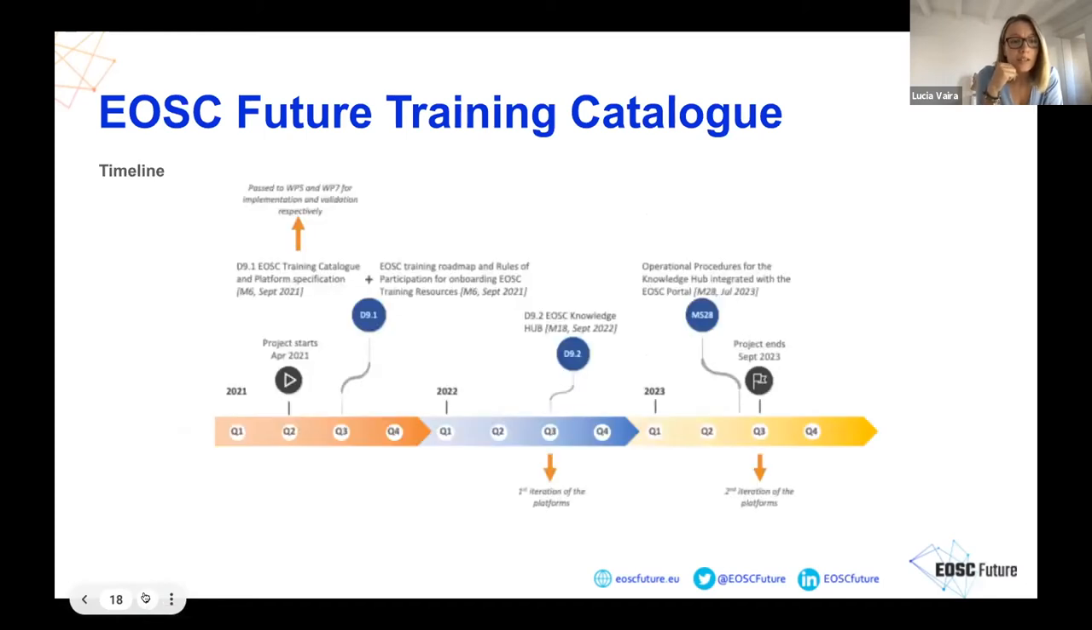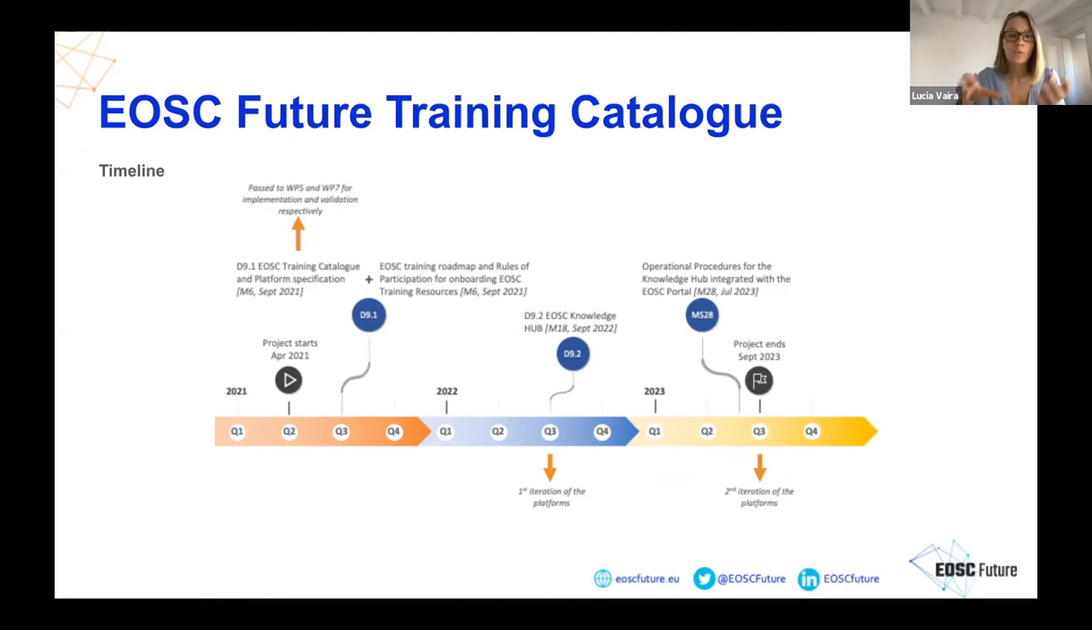Next slide, please. Here is just a timeline to show you where we are. We are now at month six. We have a deadline for deliverable 9.1, which is about the specification of the training catalogue. That is something that I just showed you: the main functionalities, the main user stories, the user flows related to the training catalogue. And then we will pass this specification to the other WPs that are responsible for the implementation and validation.